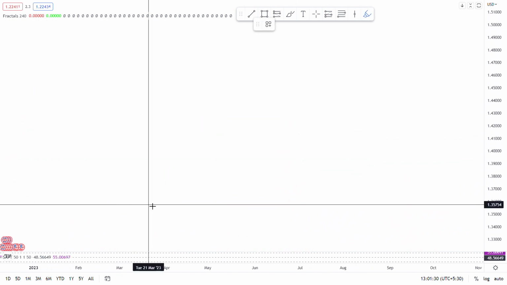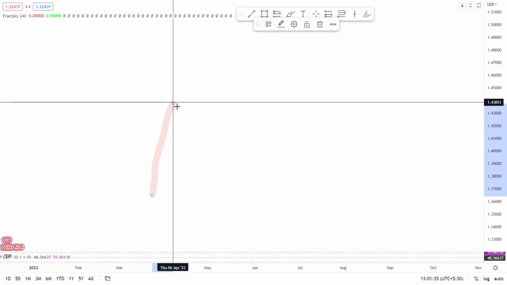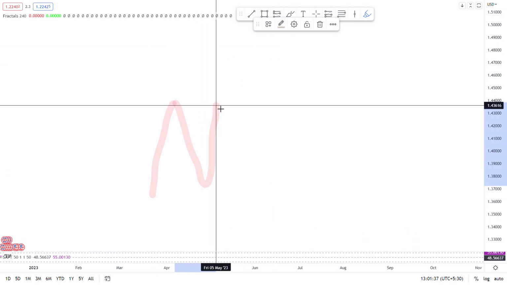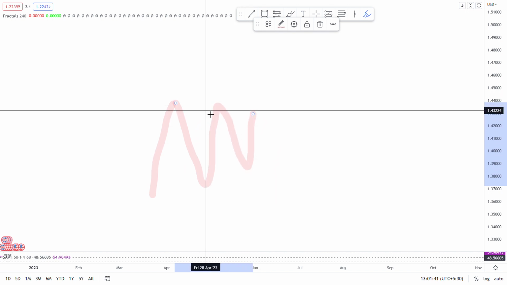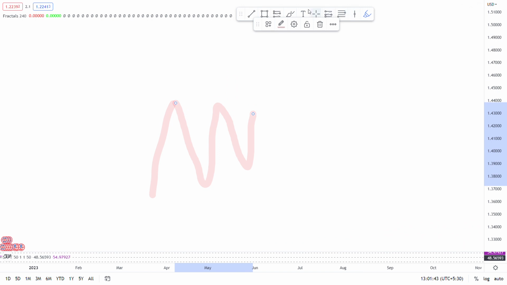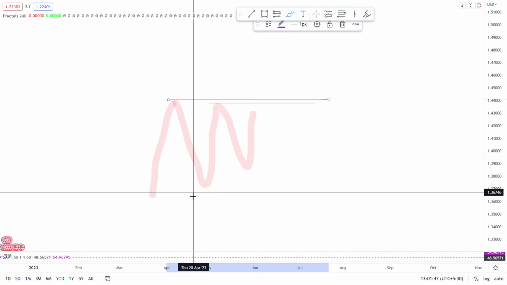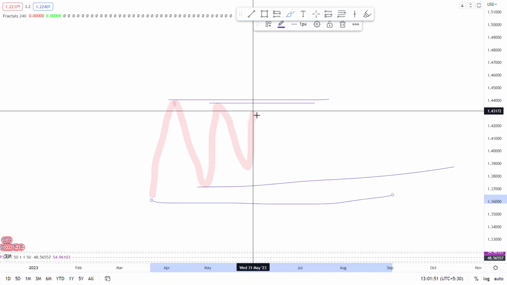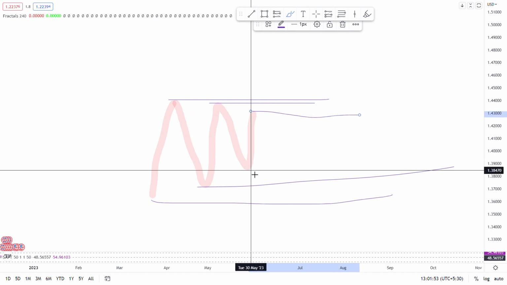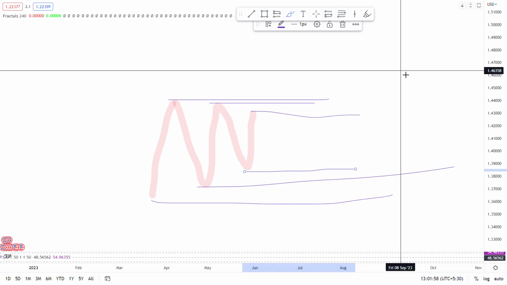For example, we change the color quickly. Can you see? This is the ranging market, right? This is one liquidity. This is one liquidity. This is one liquidity. This is one liquidity. Now I will show you how to trade the ranges.